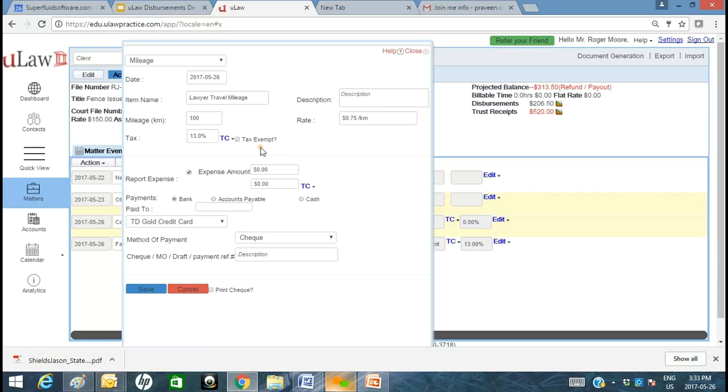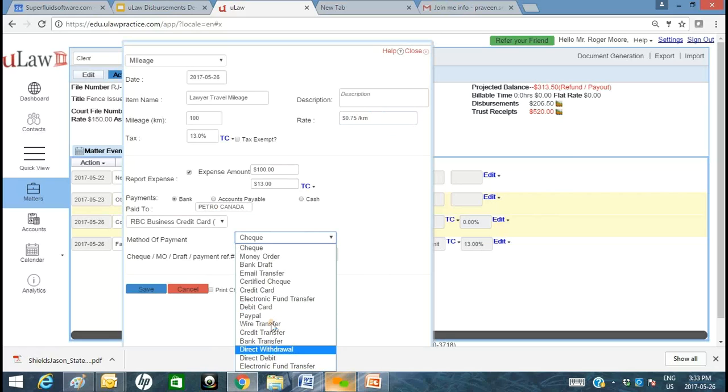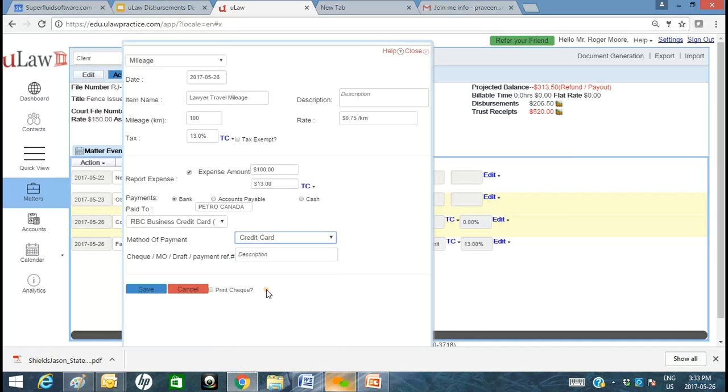You decide whether you want to charge tax or not. If you filled gas that one particular day at Petro-Canada and you want to expense your business account, you do that too. Maybe you paid it out of your business credit card. That's a characteristic of that particular disbursement transaction. You measure it, you track it, and nothing better than doing it as and when it happens. Okay?